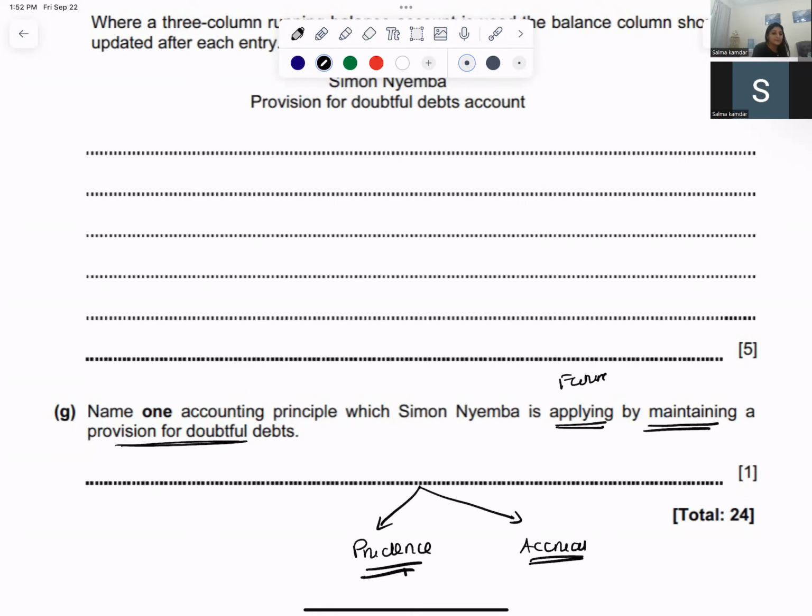With this, we have completed the sum of May-June 2012, paper 22.